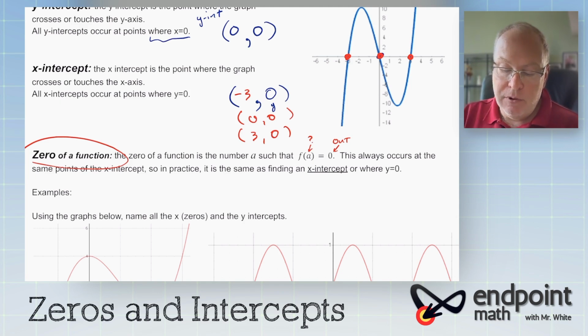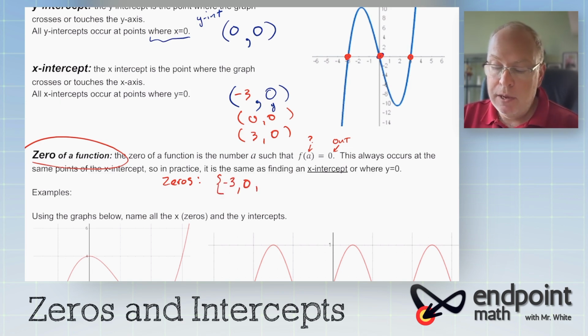Okay, so our zeros in the above example would be at -3, 0, and 3. We could list them in set notation, for example. We just list the x values because we know the y values are all what? 0, because they're called zeros. So zeros of a function are when the function spits out 0. That's why it's called a zero and why it's interesting to look at.